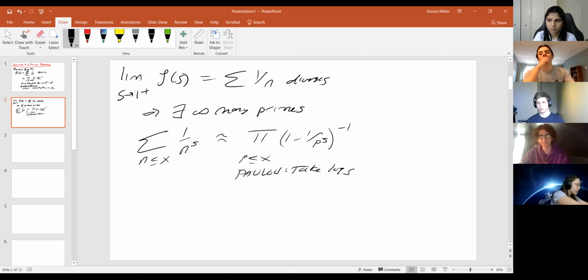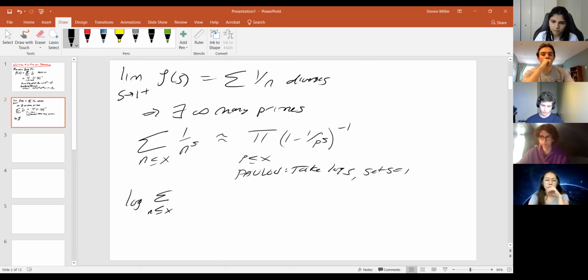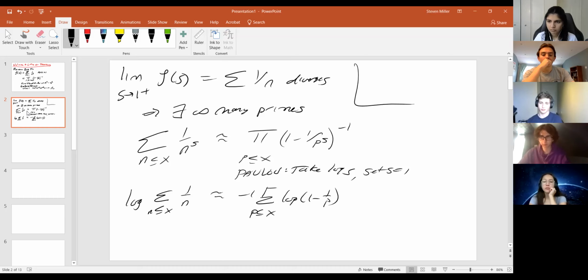The reason is, we've taken lots of classes in terms of dealing with sums. We know how to work with sums. We're familiar with them. The log of a product is the sum of the logs. So we'll take logs, we'll set s equals 1, and we get that the log of the sum of n less than or equal to x of 1 over n is approximately minus the sum over p less than or equal to x of the log of 1 minus 1 over p. And I'll recall Taylor series: the log of 1 minus x, its first order Taylor series is minus x. So this should be approximately, the negatives will reinforce, the sum of p less than or equal to x of 1 over p.